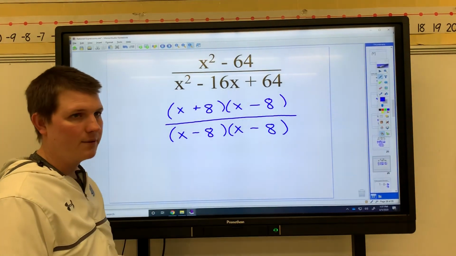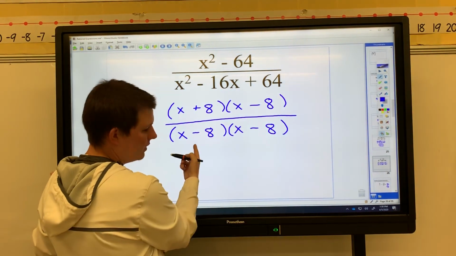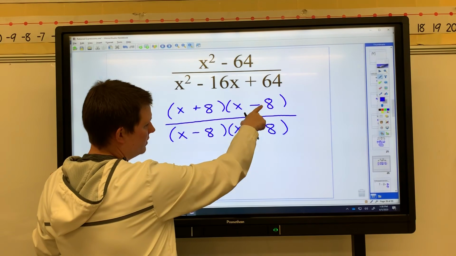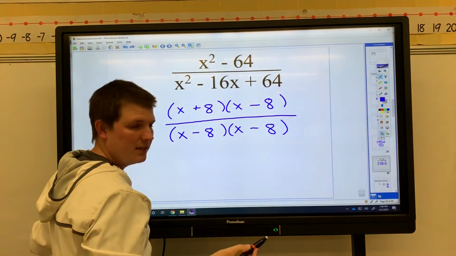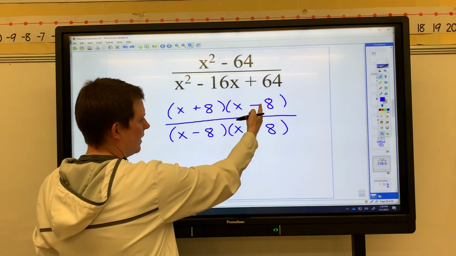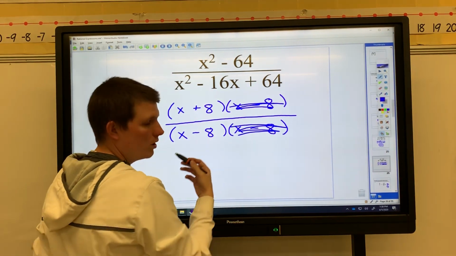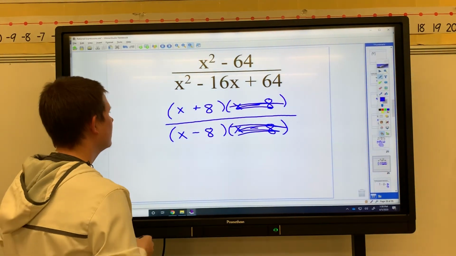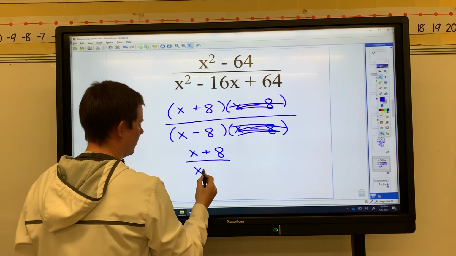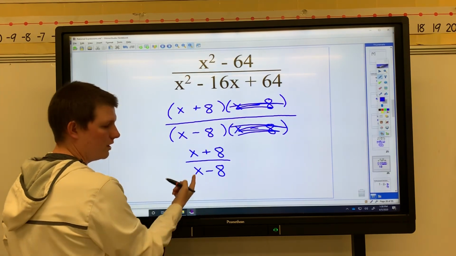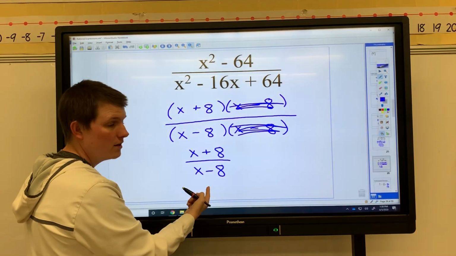So now I can cross out. Now what's common? I have an x minus 8 and an x minus 8. Now, I also have another x minus 8. I cannot use this one x minus 8 to cross out both of them. Okay, it basically needs to have a partner, it needs to match up. So I cannot cross this one out with both of these. I can do this one and one of the ones on the bottom. So now I have x plus 8 over x minus 8. Can I cross out the x's? No, because I'm adding and subtracting. Can I cross out the 8's? No.